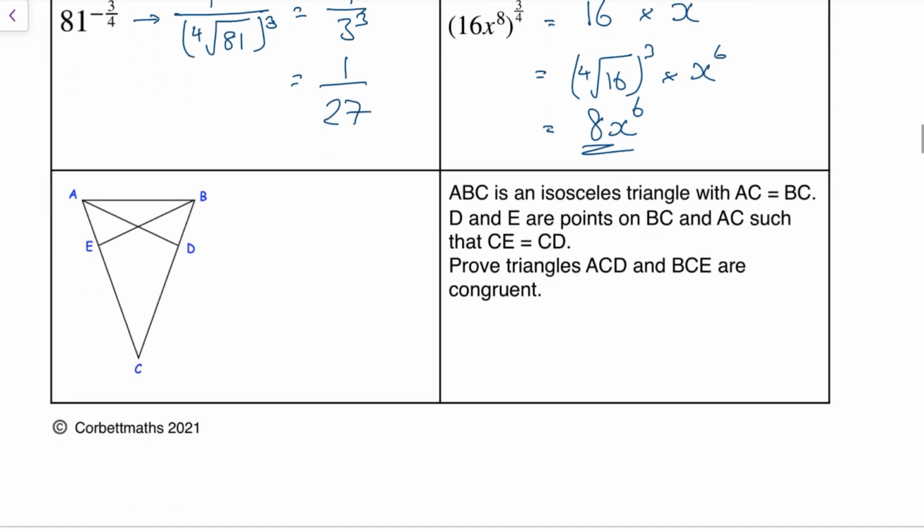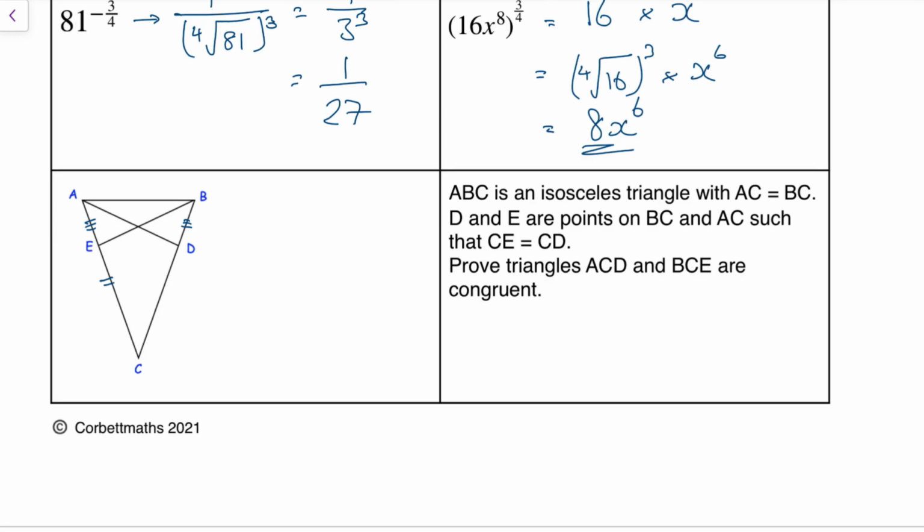Next question, and final question today. God, today's been quite difficult, hasn't it? Next question. ABC is an isosceles triangle with AC equals BC. So basically these sides are equal. D and E are points on BC and AC such that CE equals CD. Okay, so these are equal as well then. Prove that triangle ACD, which is this triangle here, and triangle BCE, which is this triangle here, are congruent.